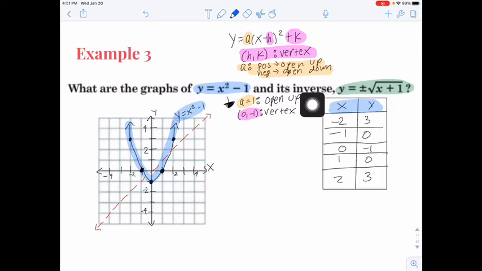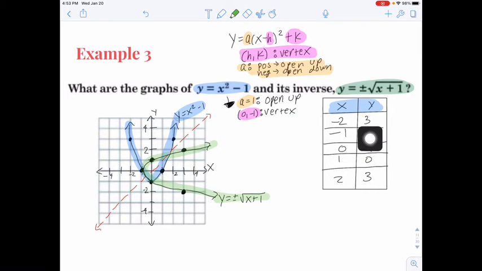Now, looking at the inverse, y equals plus or minus the square root of x plus 1, that is going to be the reflection of this blue parabola over this red line of y equals x. If it seems difficult to reflect a figure that's more than 1 point at a time, you can just look at 1 point at a time and draw your new points for your inverse. If that's still a little too confusing, you can also just make a table like we did over here and reverse it. So instead of plotting (negative 2, 3) for the inverse, we're going to plot (3, negative 2), and so on. So sometimes making a table is very helpful in these situations.